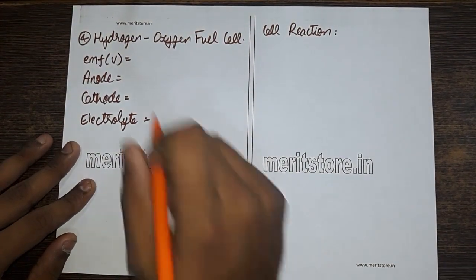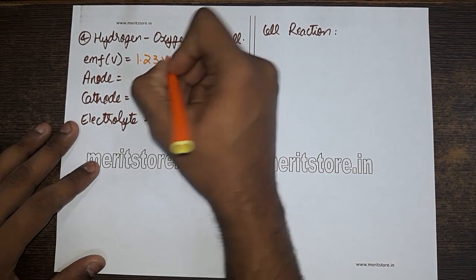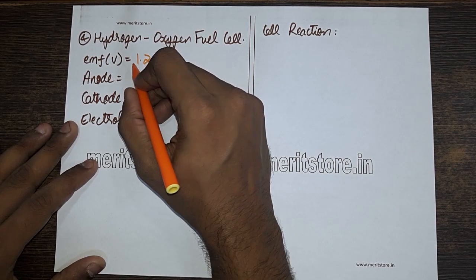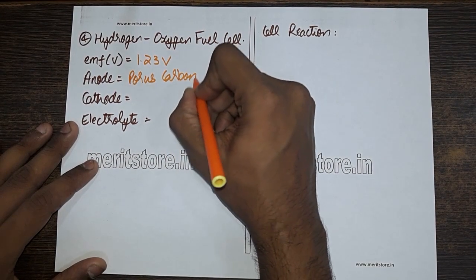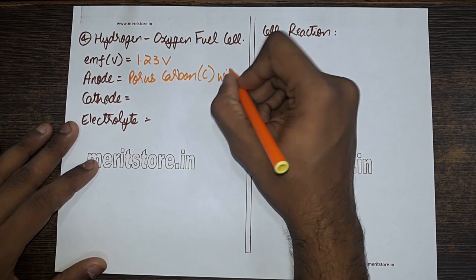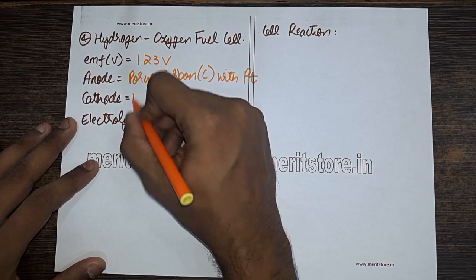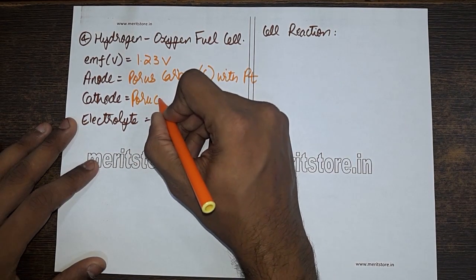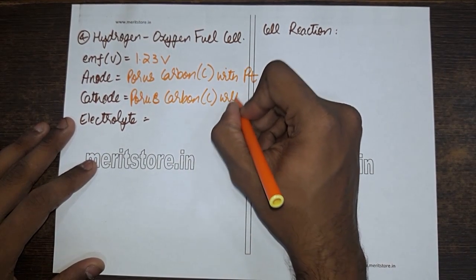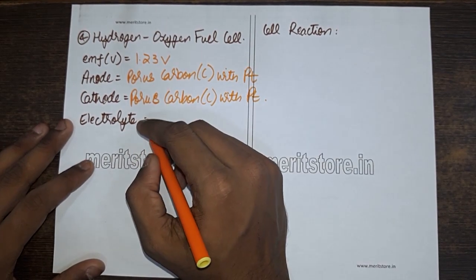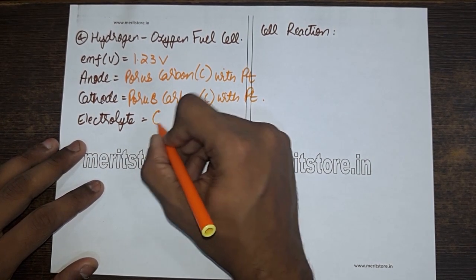The next is hydrogen oxygen fuel cell. The EMF produced by it is 1.23 volts. The anode used is porous carbon with Pt. And the cathode used here is the same porous carbon with Pt. The electrolyte used here is the aqueous solution, which is concentrated.